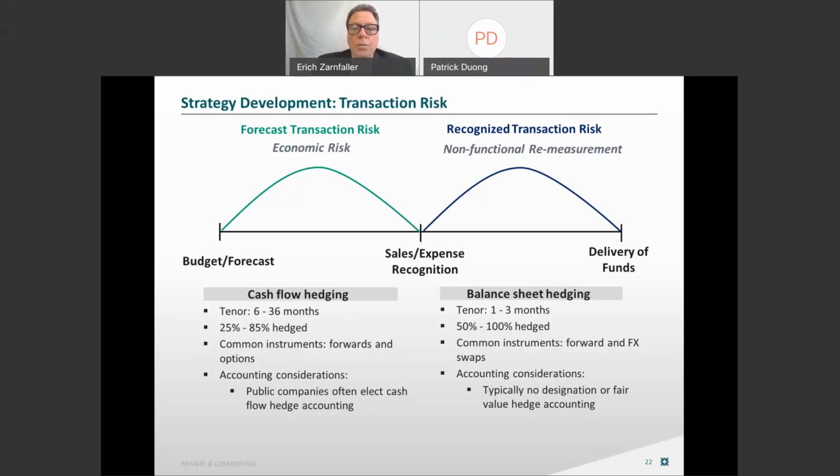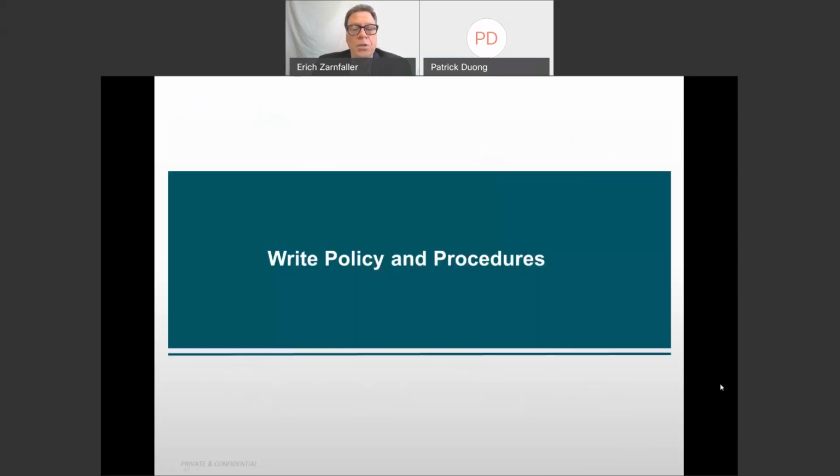Forwards are the most common tool, and typically hedge accounting is not elected. In summary, this section reviewed the development of a top-level strategy to be documented and used as a guideline for the individual hedge recommendations for execution. It is now time to take all of this information and discuss in the next section the development of a policy and its procedures.